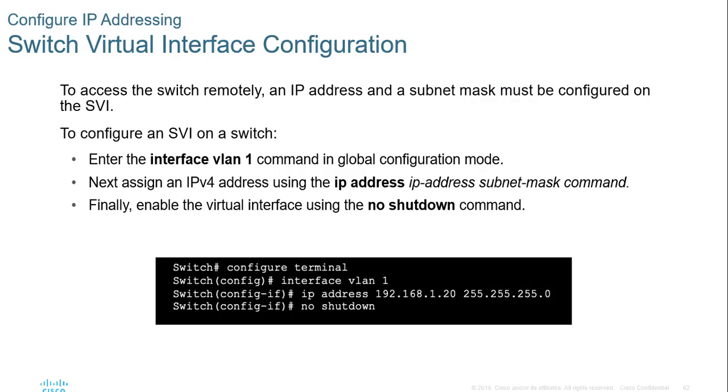So first we need to do: switch, configure terminal, interface VLAN 1, ip address 192.168.1.20 followed by its subnet mask 255.255.255.0, no shutdown. No shutdown because we need to switch on that switch port. That's why no shutdown.